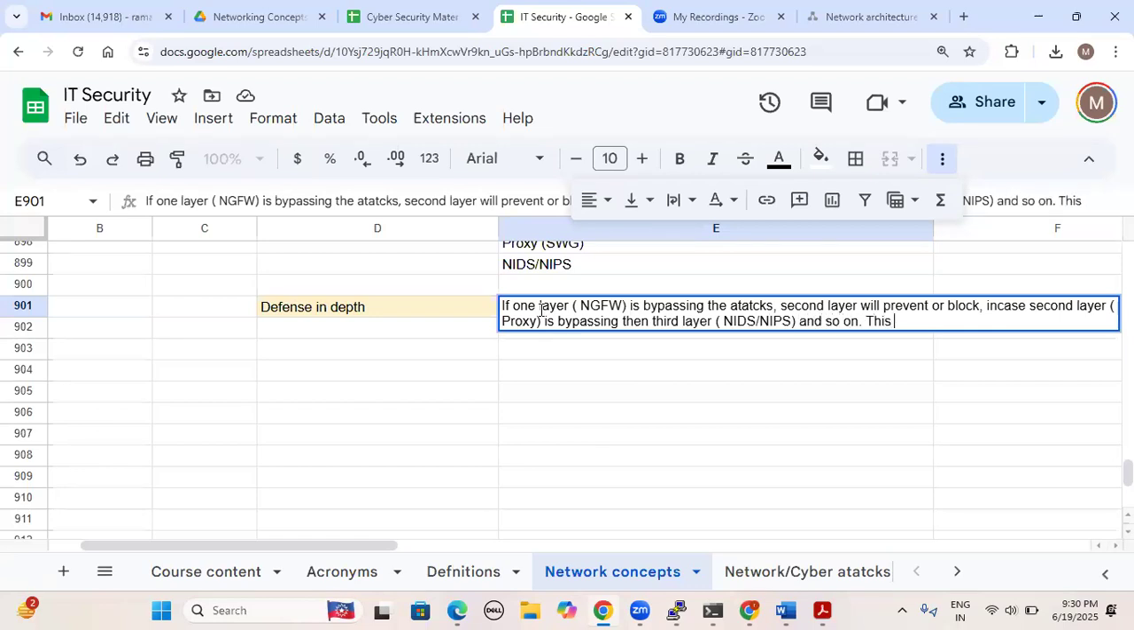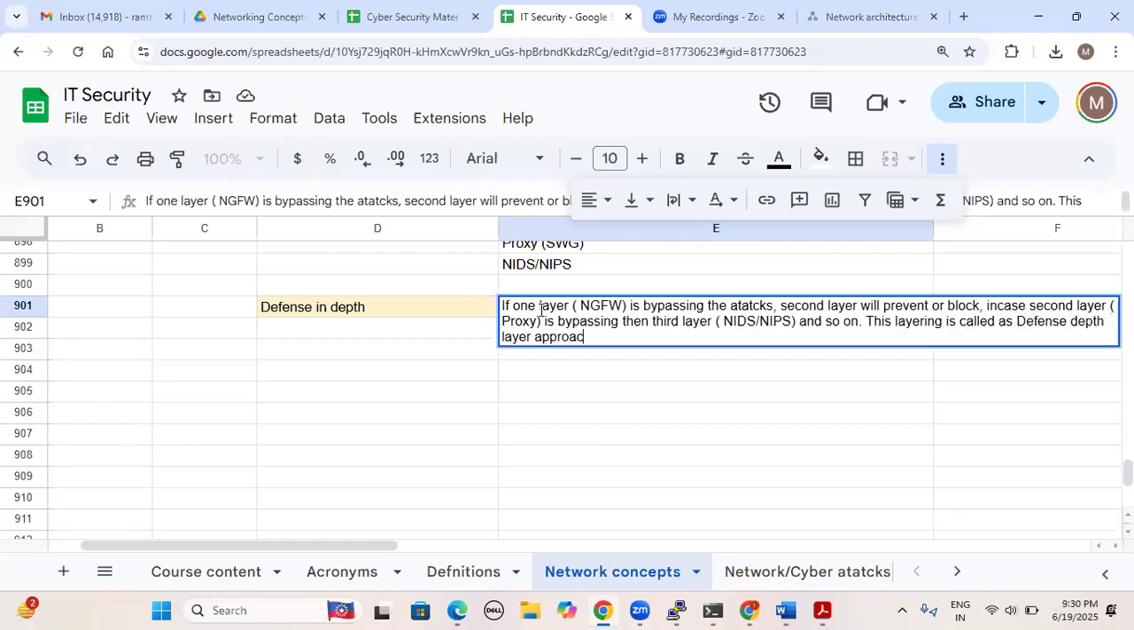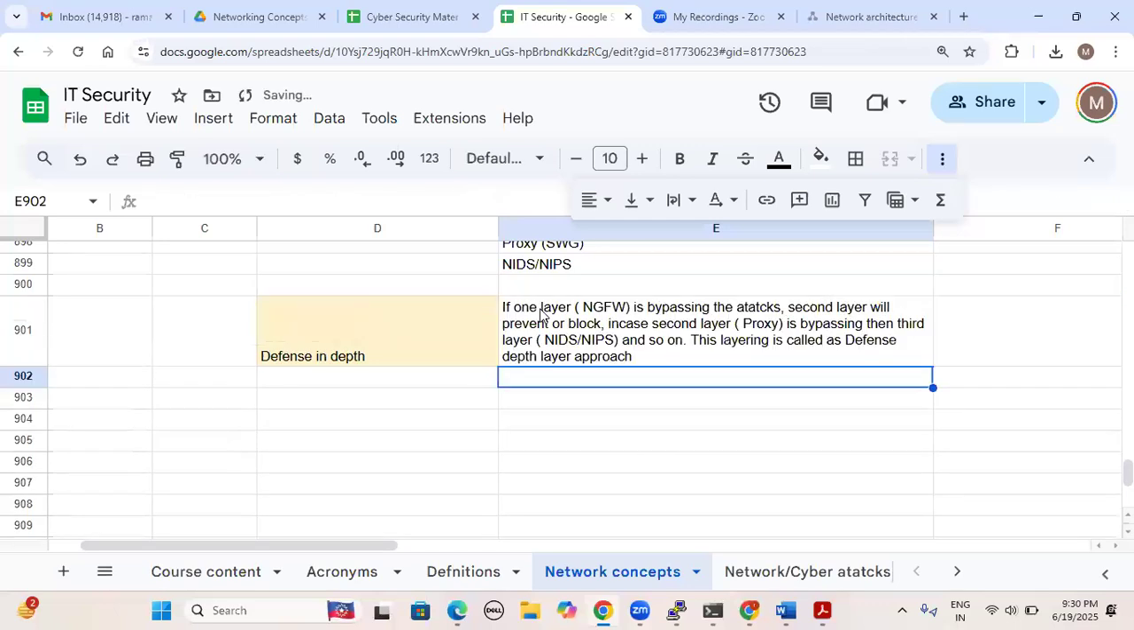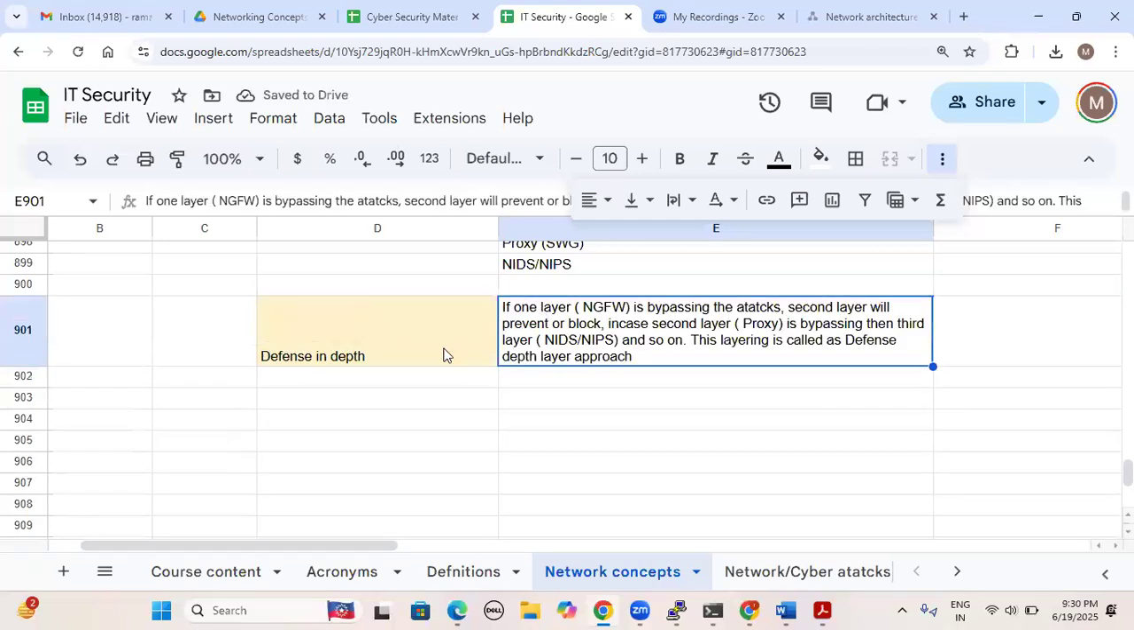This layering approach is called the defense in depth layer approach. That is called defense in depth. Okay. So next one.